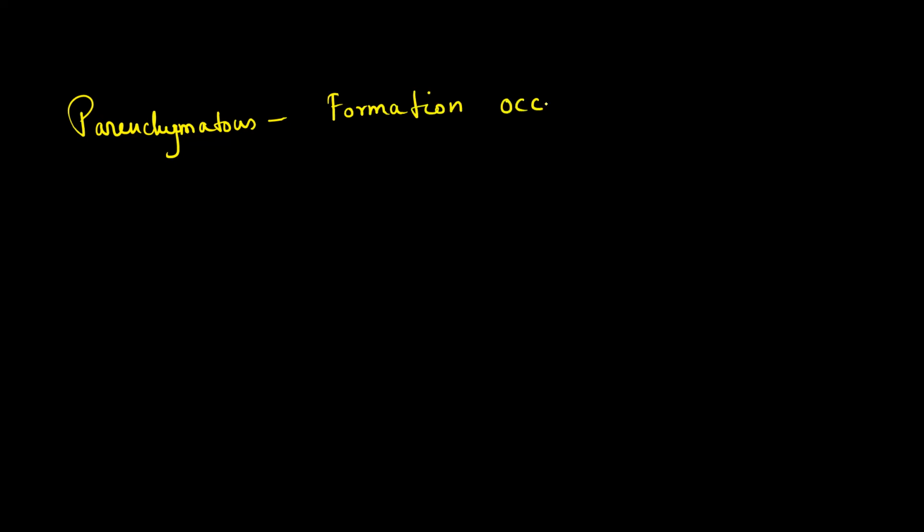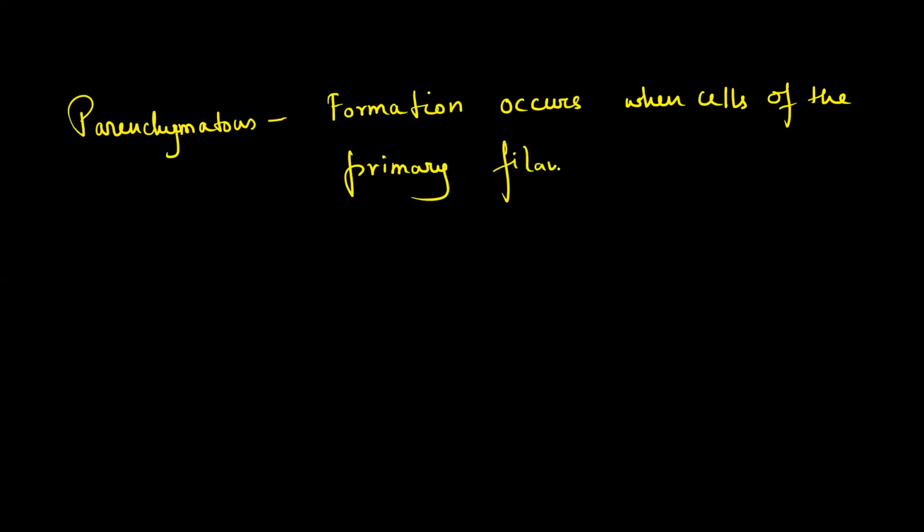The formation of a parenchymatous thallus occurs when cells of the primary filament divide into two or more planes. Okay.